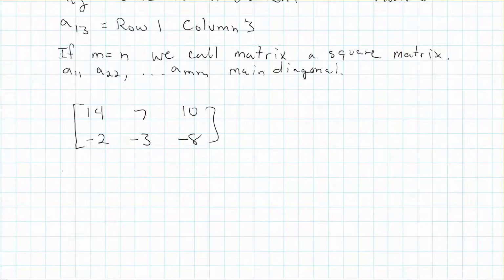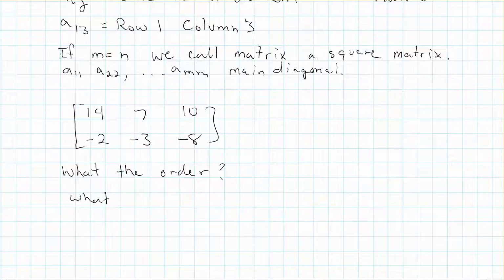What is the order? What is A 2 3? The order: you always do rows first, then columns. So how many rows are there? There are 2 rows and 3 columns, so it's a 2 by 3 matrix. That's the order, 2 by 3. What is A23? Well, that's second row, third column, so this is equal to negative 8.